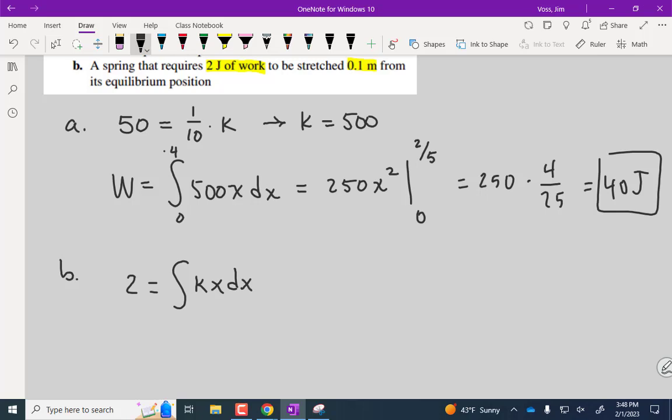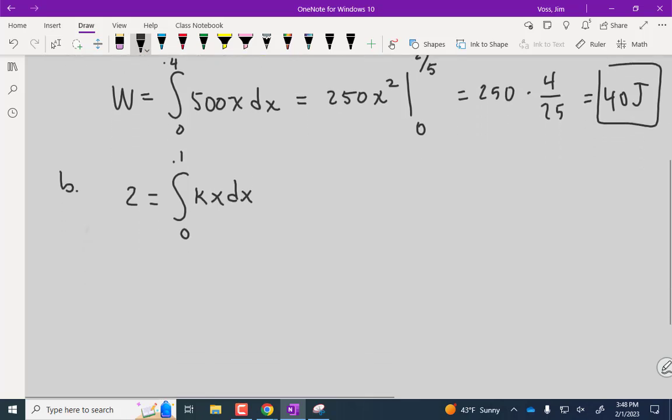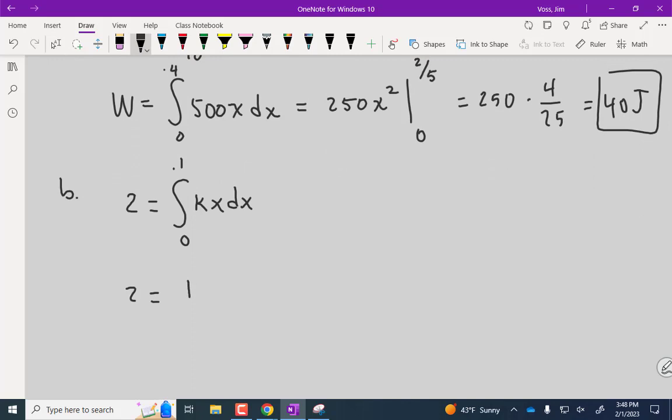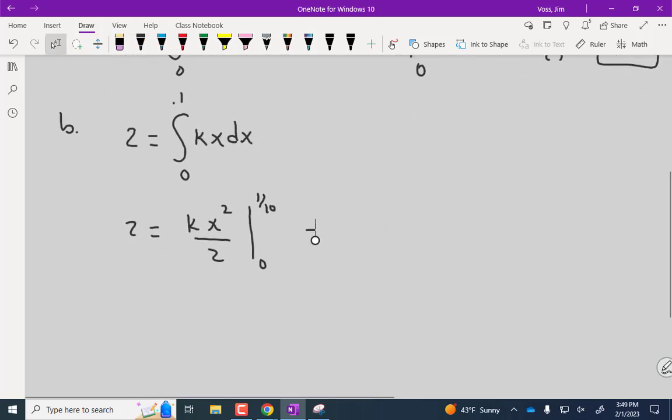K is a constant, so it's not going to actually affect the integration process. And we're told that we're going to go 0.1 meters. So that's another way they can indirectly get us to find K. They can give us a work value and a distance, and then we'll solve for K. A little bit different, but this is easily integrable. X squared over 2, from 0 to 1/10 of a meter. I shouldn't put an equal sign, though, because we have an equation.